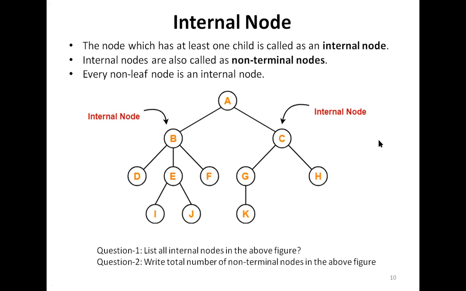Now solve this question. Question number 1. List all internal nodes in the above figure. What are the internal nodes in this figure? Tell me. B, C, E, G. Yes. And A, yes, A also.